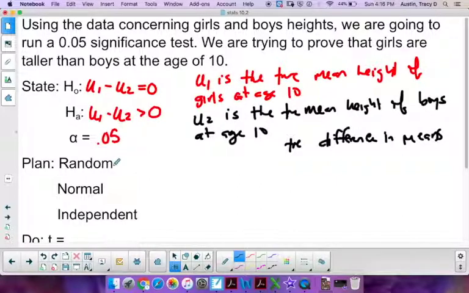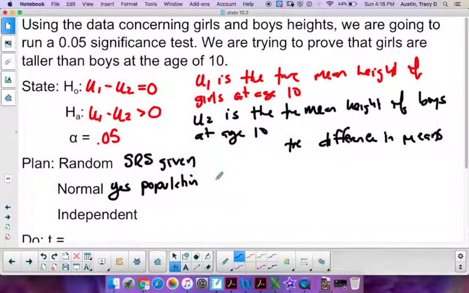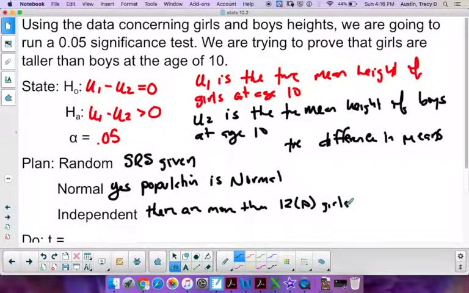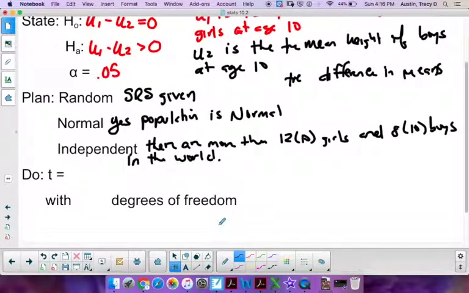Okay, so random. I do believe they said on the other page that it was an SRS. Normal: yes, because our population is normal, so we don't need to worry about sample size. Independent: there are more than 12 times 10 girls and 8 times 10 boys. And I don't even think it said where, so it's basically in the world. So we're good. We've done this before.